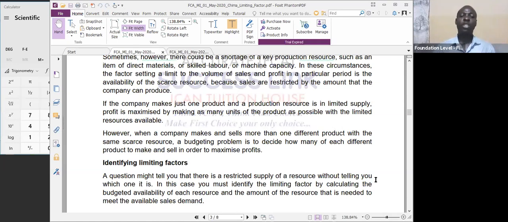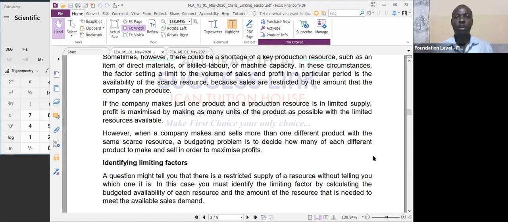Then you need to check the next factor of production. So let's say you've checked material. Material is not the problem. You now check labor. You now see that you need about, let's say, 500 hours to make these 2,000 loaves of bread. You need 500 hours.